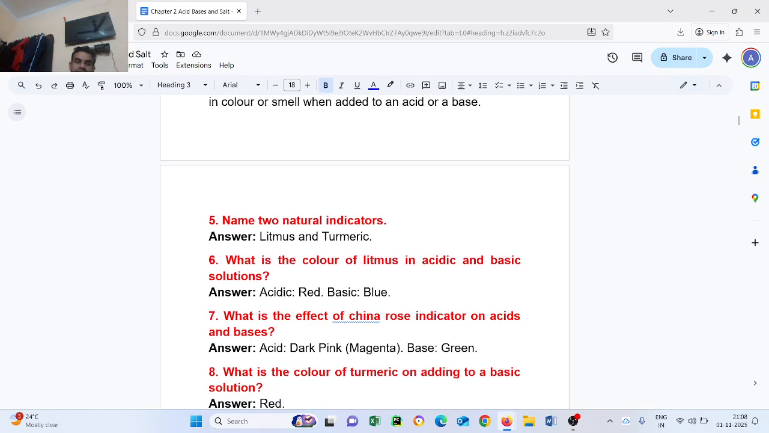Question number 7. What is the effect of China rose indicator on acid and bases? Acid: dark pink, magenta. Base: green.